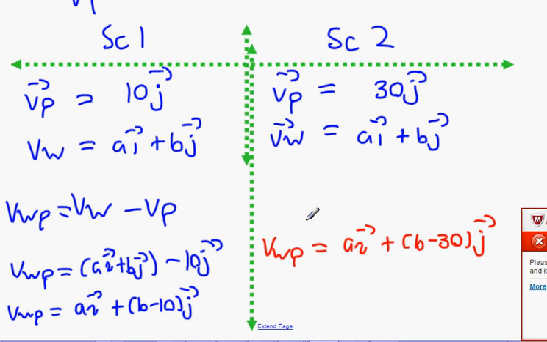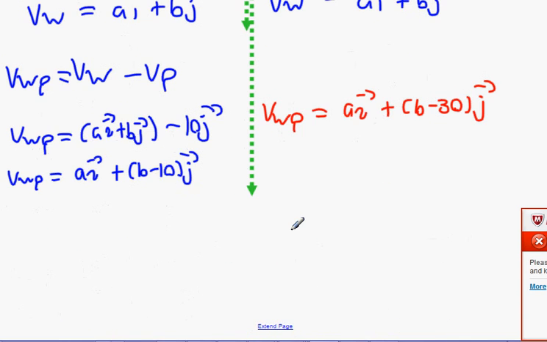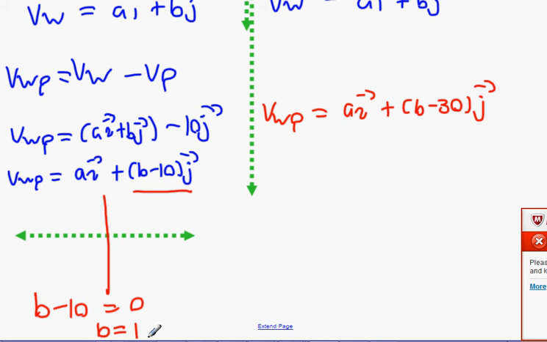Now, once you've accumulated this much information, the next part is interpreting the language. The wind appears to blow from the west. When you blow from the west, what does that mean? It means you're going east. Okay? And it also means, regardless of whether it's going west or east, it means you have no j component. B minus 10 equals 0. B therefore equals 10.